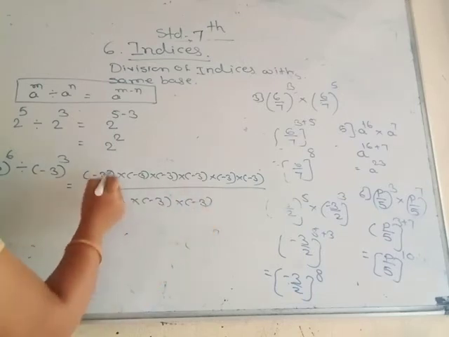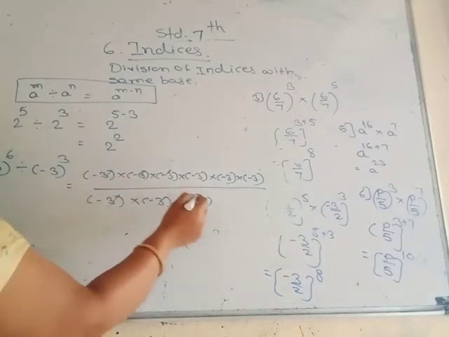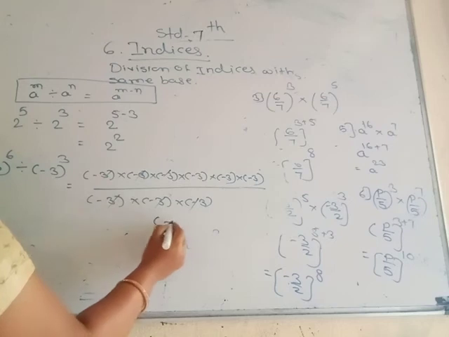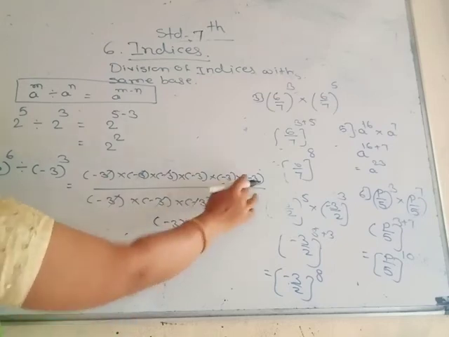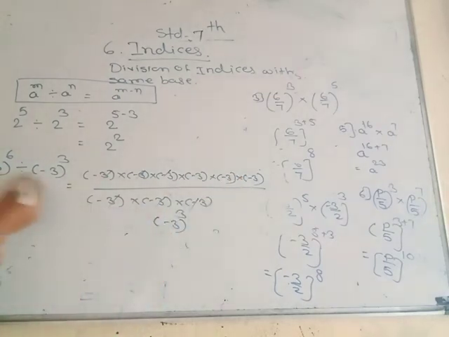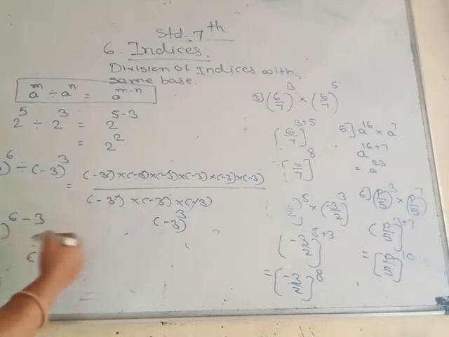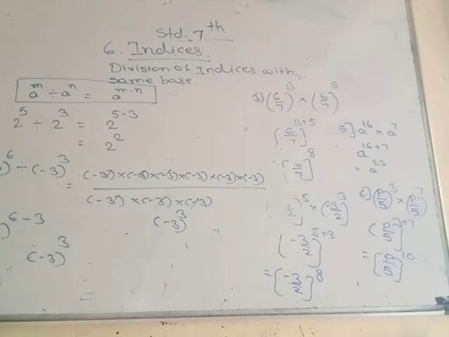Then this minus 3 is the same here also. How many minus 3 remain? 1, 2, 3. And by this method, using the formula, minus 3 raised to the power of 6 minus 3, that is minus 3 raised to the power of 3. Use any one method and the answer is the same.